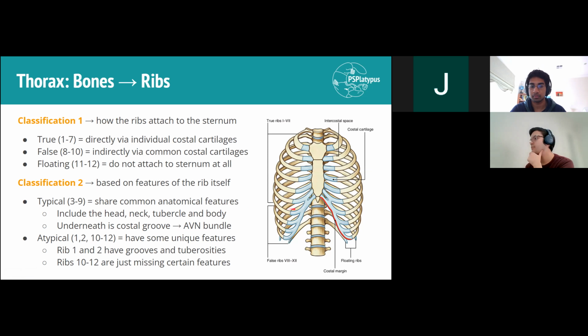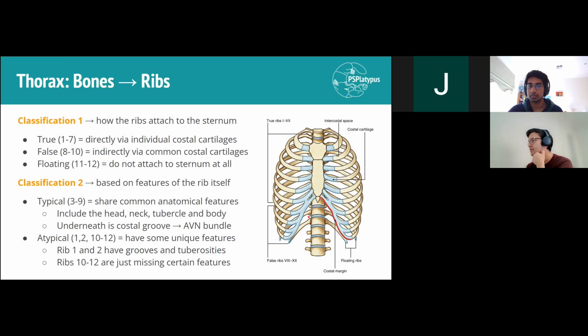Hopefully it's not lagging too much, but you can see these first couple of ribs there have individual cartilages in the blue. Whereas if you go down here to ribs 8 through to 10, you can see that they have common cartilages. They all combine together and then attach to the inferior part of the sternum. So those are your false ribs.